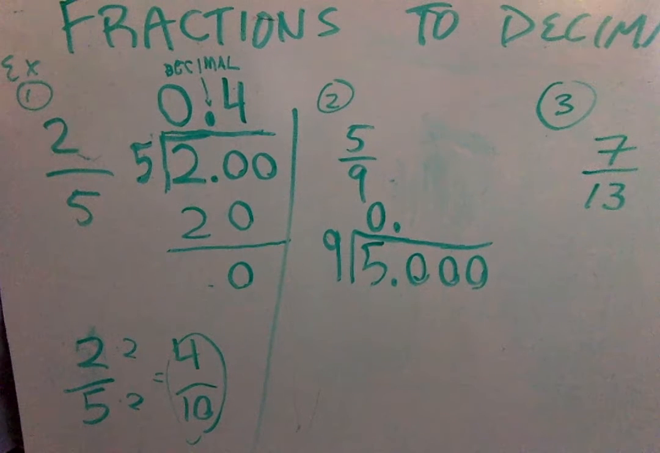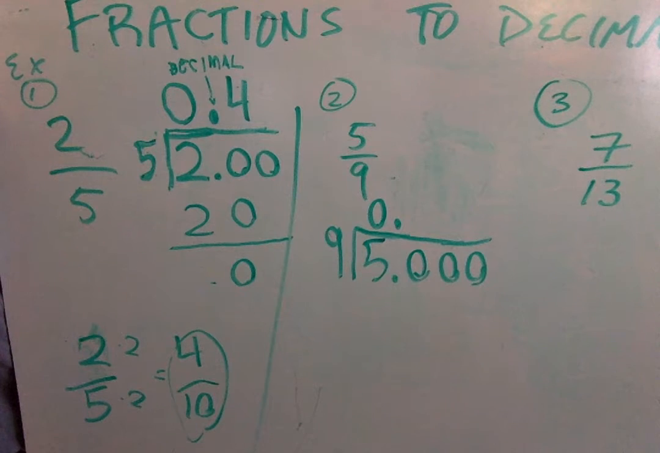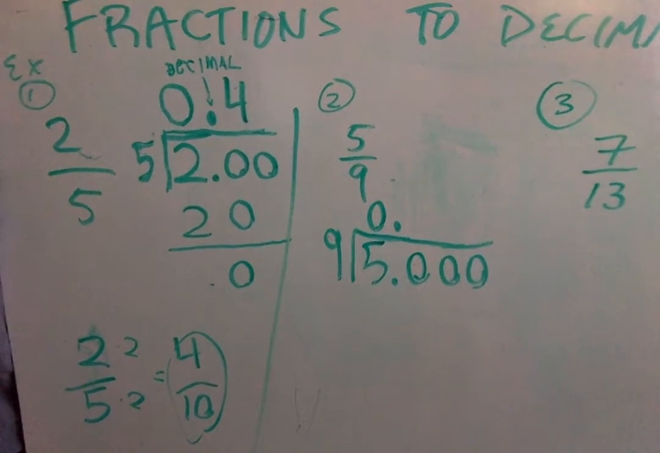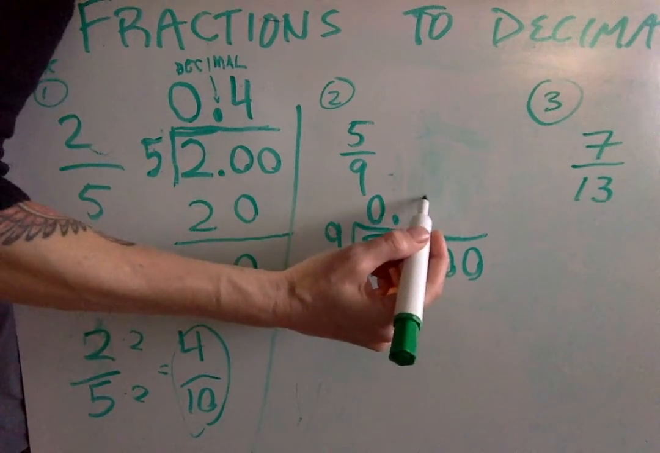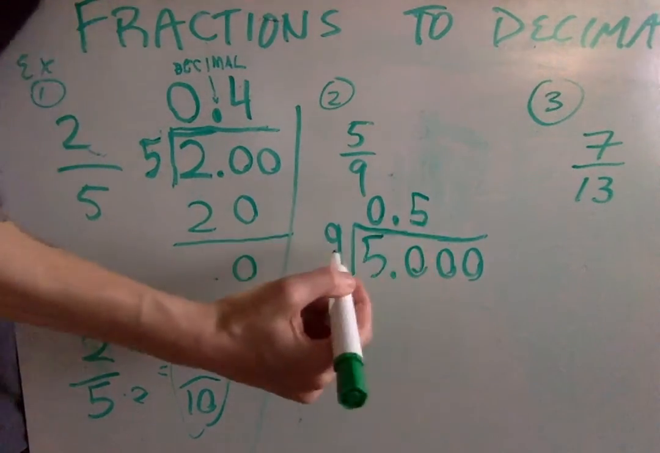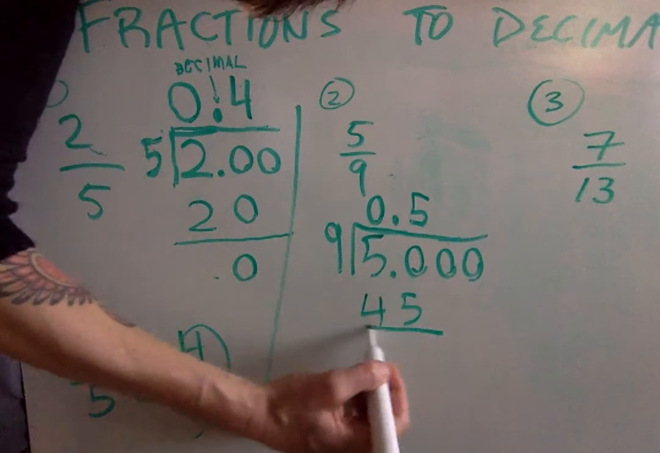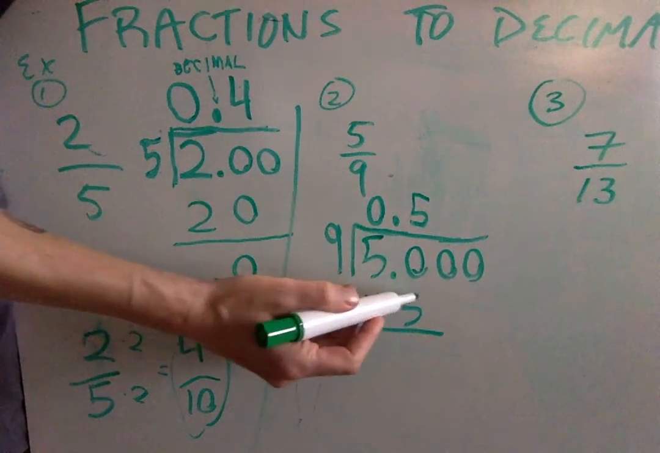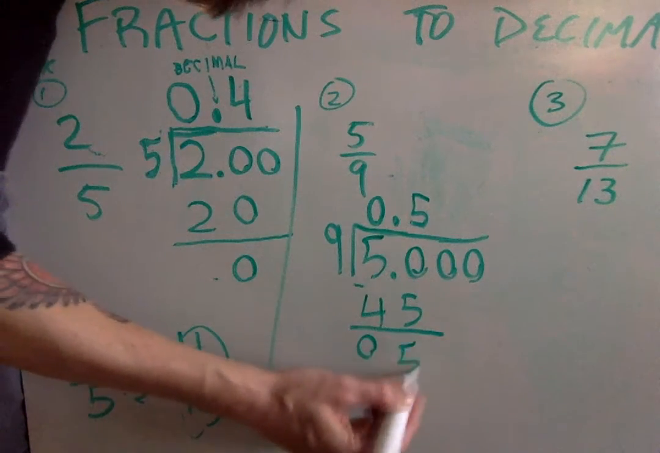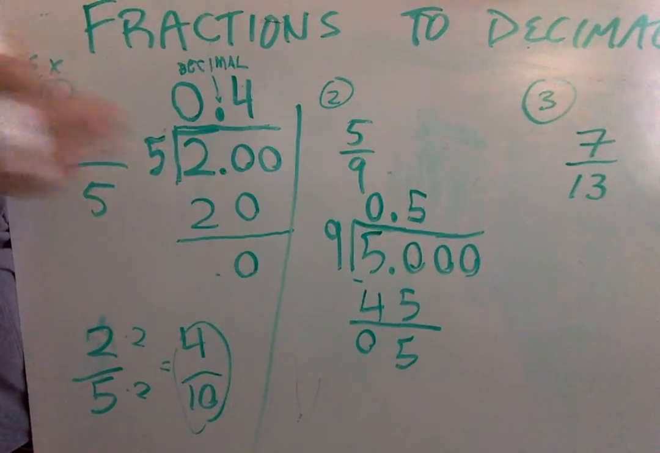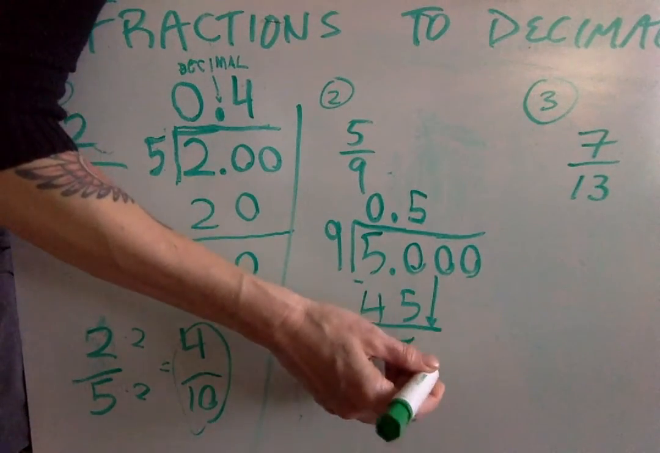Well, let's think about this. Let's think of our times tables. 9 goes into 50 without going over, right? It's Price is Right. It goes in 5 times. 9 times 5 is 45. So 9 times 5 now is 45. 50 minus 45 is 5. We don't need this 0. We'll carry this 0 down.